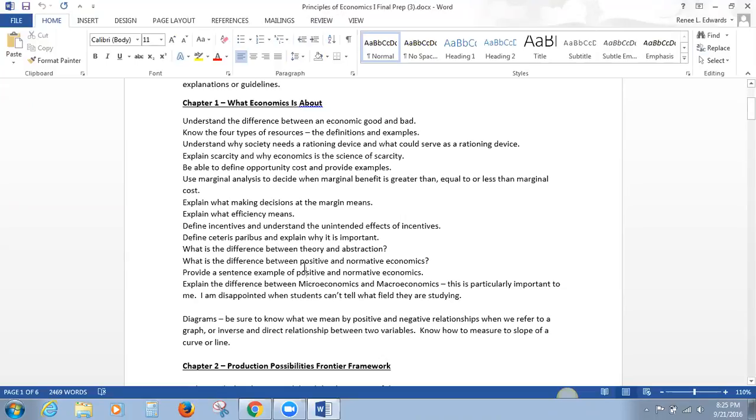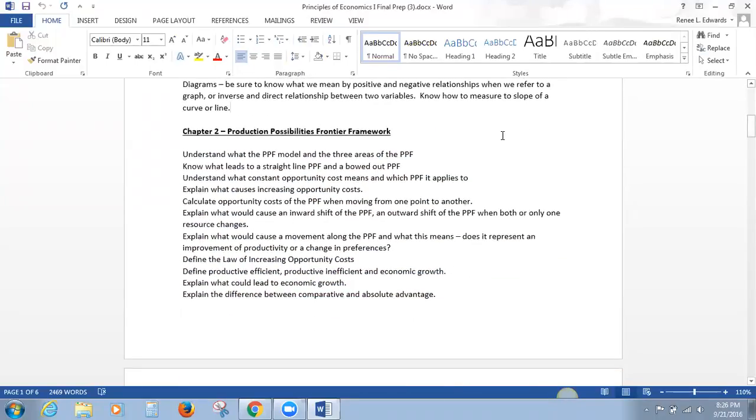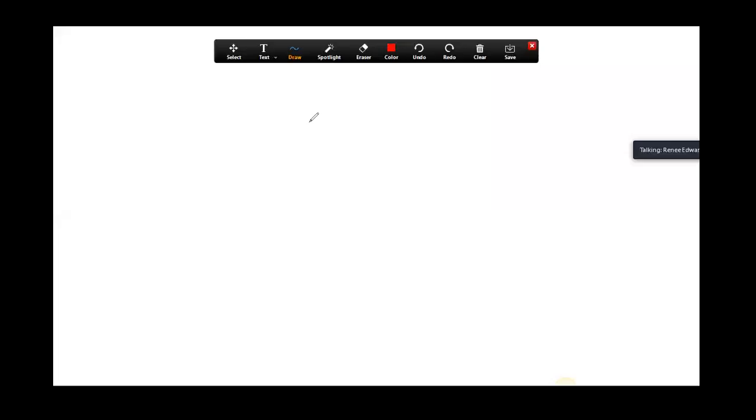All right, we talked about positive and normative statements, micro, macro. Make sure you understand the positive and negative relationship between variables on a graph. Upward sloping would be a positive, meaning that as X increases, Y increases. All right, chapter 2, production possibility frontier framework. Make sure you know this. The key is, if you don't mind, let me go ahead and new share. All right.